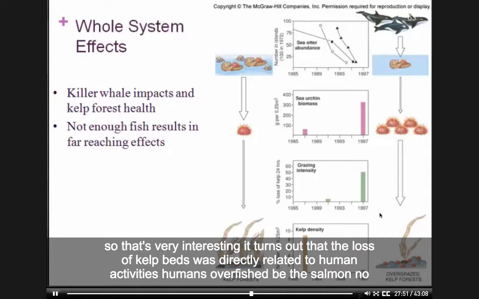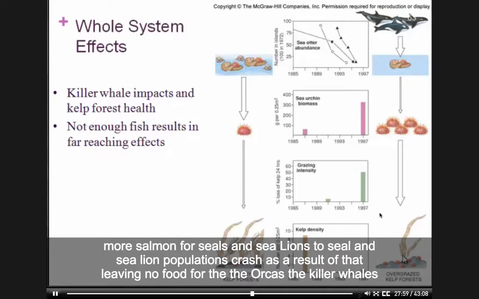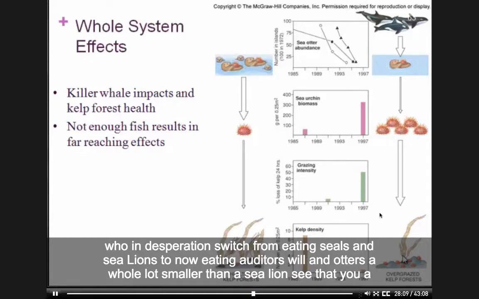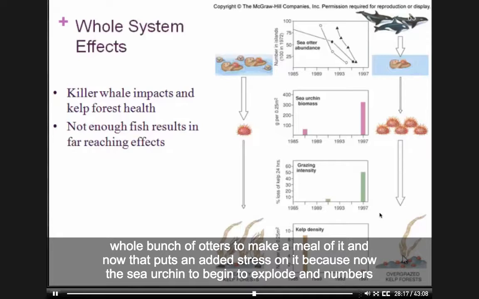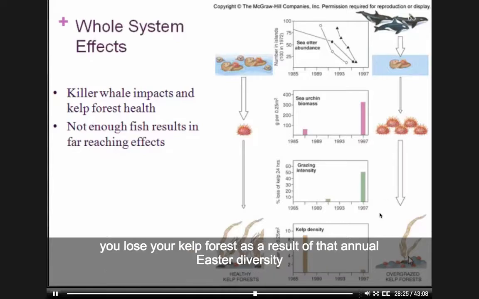So that's very interesting. It turns out that the loss of kelp beds was directly related to human activities. Humans overfished the salmon. No more salmon for seals and sea lions. So seal and sea lion populations crash as a result of that, leaving no food for the orcas, the killer whales, who in desperation switch from eating seals and sea lions to now eating otters. Well, an otter is a whole lot smaller than a sea lion, so you've got to eat a whole bunch of otters to make a meal of it. And now that puts an added stress on it because now the sea urchins begin to explode in numbers. You lose your kelp forest as a result of that, and you lose your diversity.